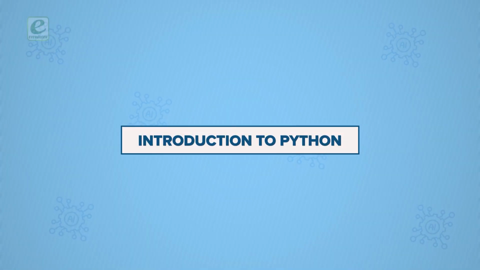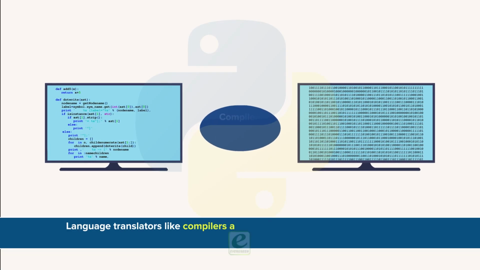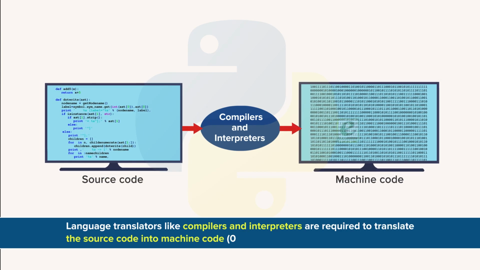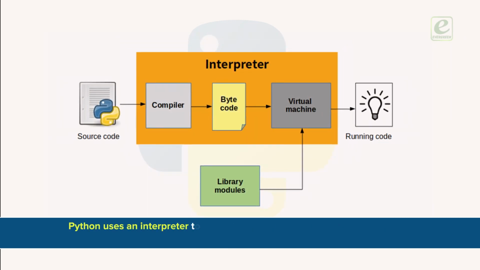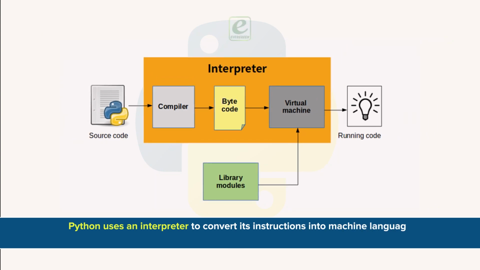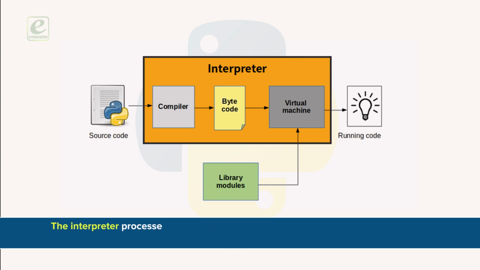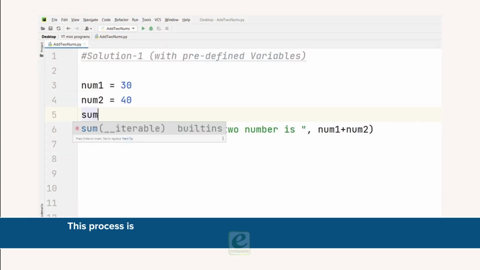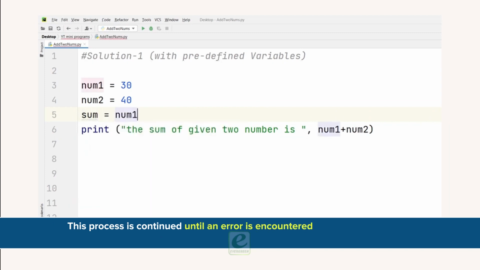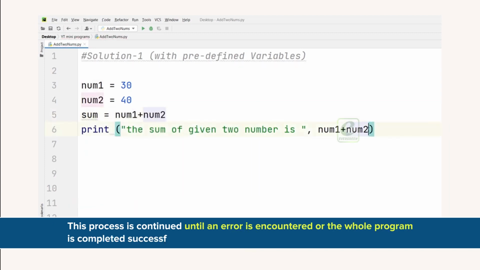Introduction to Python. Language translators like compilers and interpreters are required to translate the source code into machine code, zeros and ones. Python uses an interpreter to convert its instructions into machine language for the computer. The interpreter processes the program statements one by one, first translates them, and then executes them. This process is continued until an error is encountered or the whole program is completed successfully.